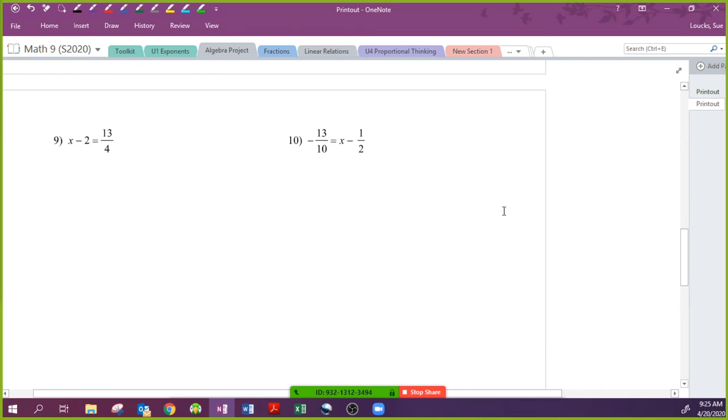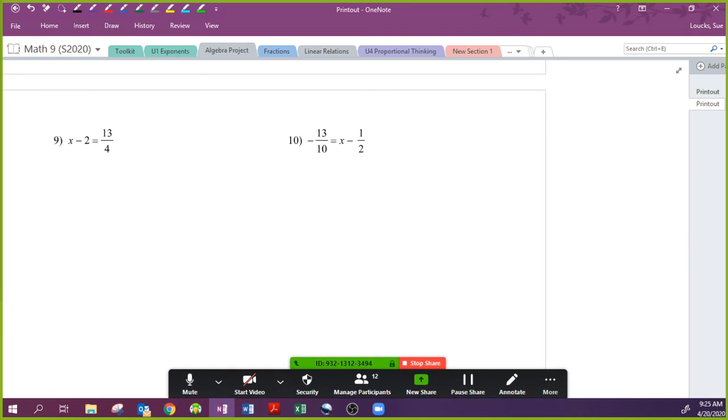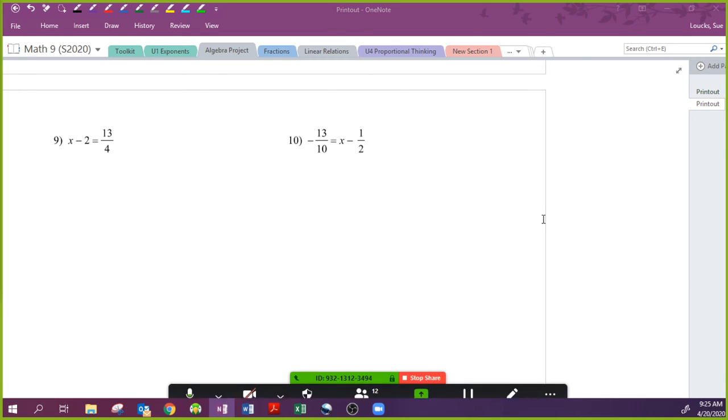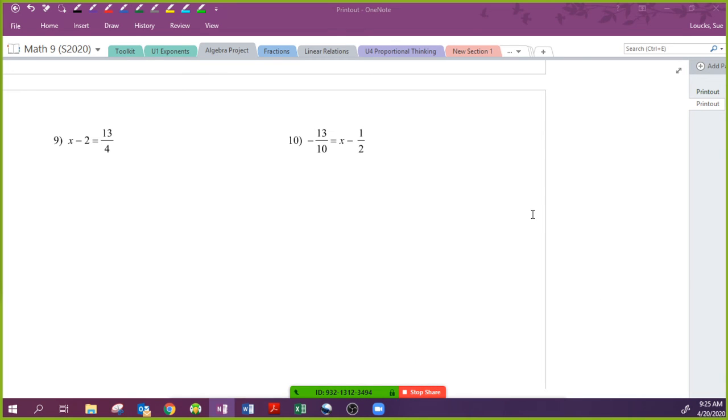Because some of you, quite a few of you, had trouble on this. A lot of you did really well on the first page and not so well on the second page. The second page is harder because it's got fractions. But the process is the same.